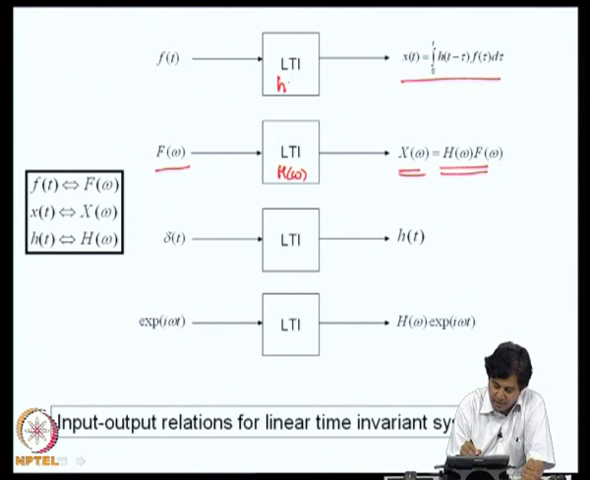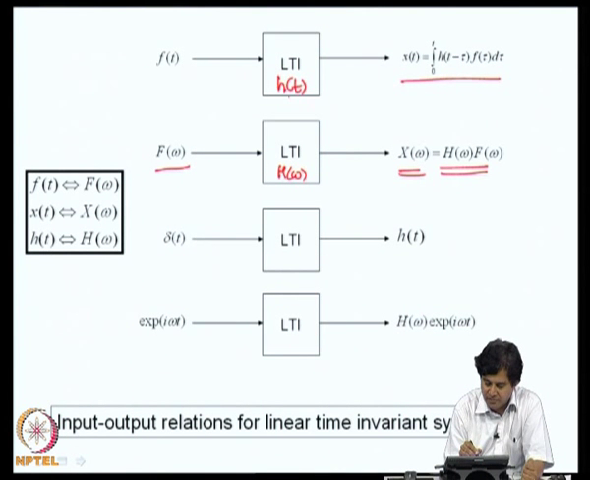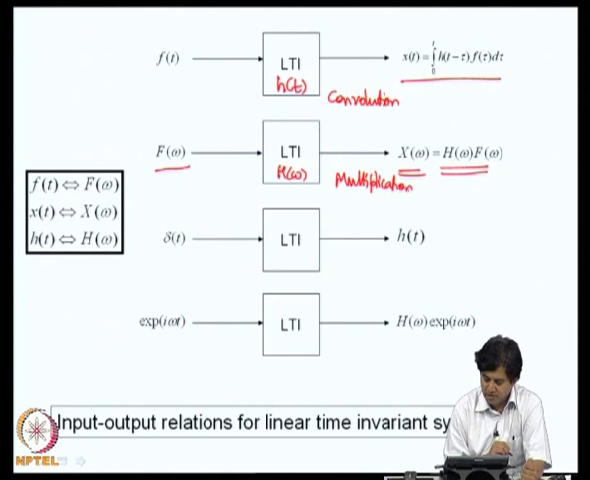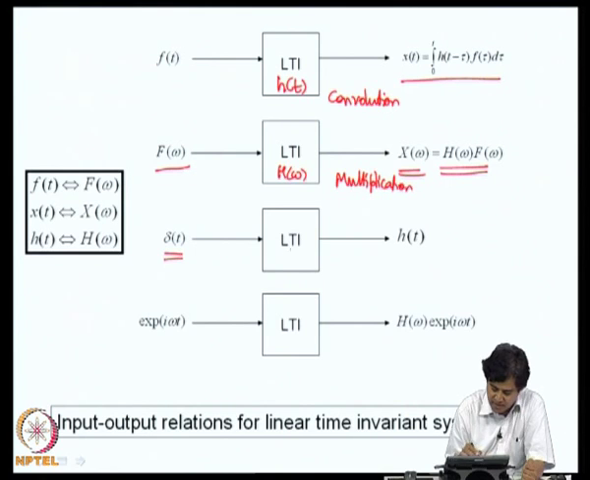Here you should know h of t. If you know h of t, I will convolve f of t with h of t and get my x of t. So, the input output relation here is through convolution. Here the input output relation is through multiplication. What are these h of t and H of omega? h of t is nothing but the response of the system to a unit impulse.